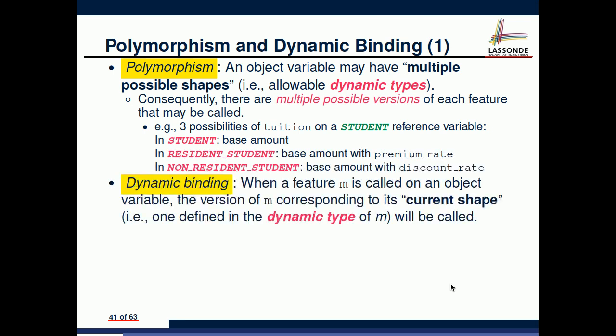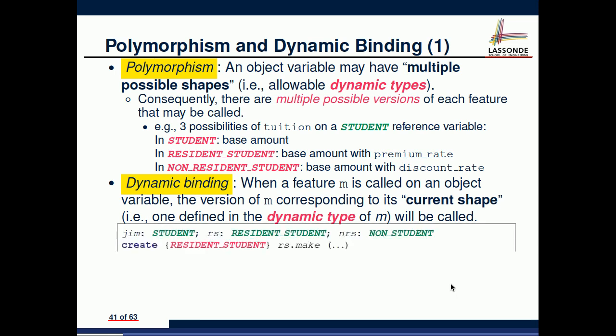Dynamic binding is simply a consequence of that. Since we have many versions, which version should you choose? Choose the one that corresponds to the current object being pointed to, the dynamic type. That's dynamic binding. Again, that's just a review.